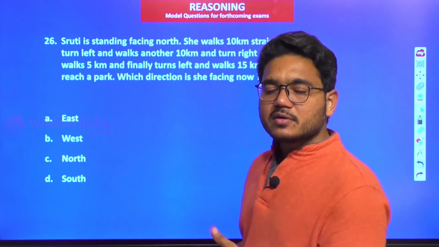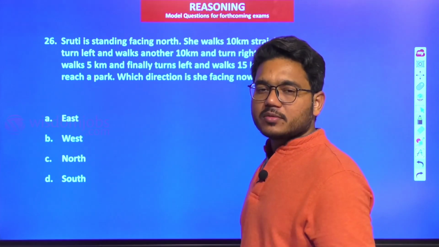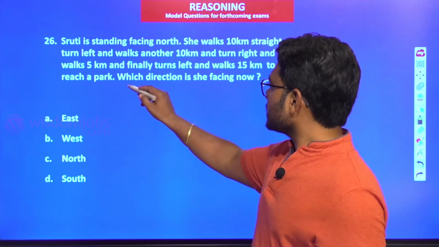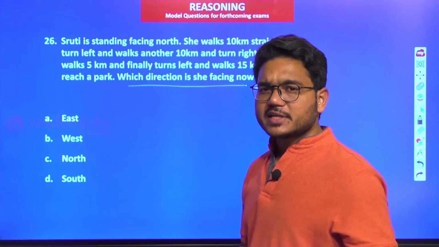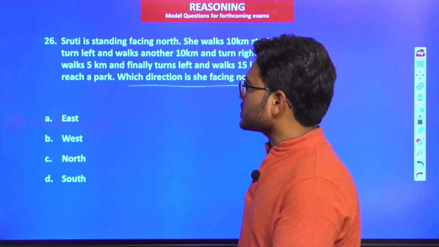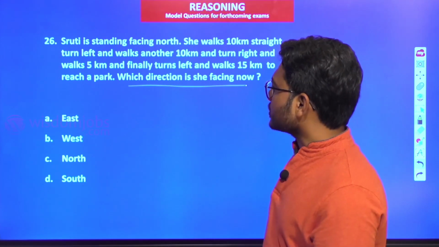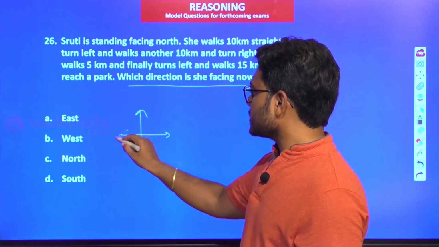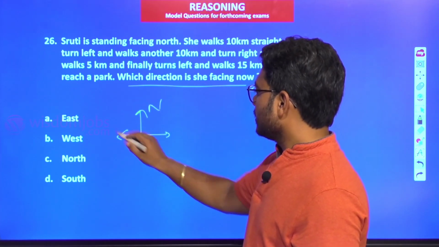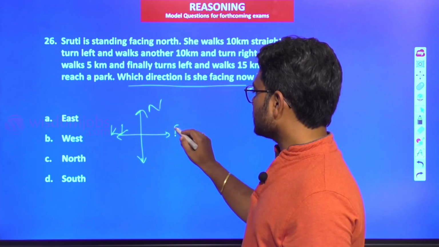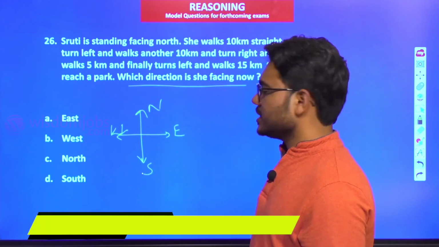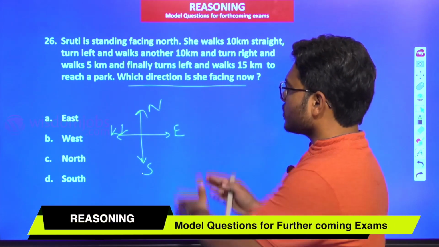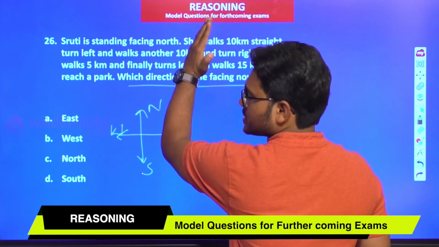In the earlier problem we solved in this set of reasoning problems, we needed to identify the distance, but in this one we need to find which direction she is facing now. So direction is asked in this. Let us read out the problem first. Shruti is standing facing north. Let us identify these directions initially, the basic directions: north, west, east. Basic directions we have identified. Then she walks 10 kilometers straight facing north.